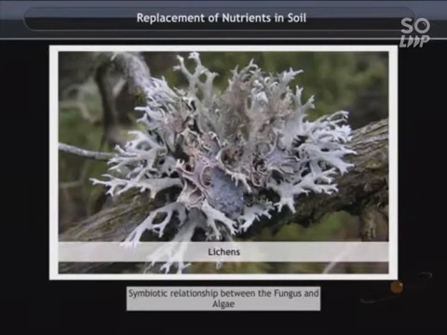Another example of symbiotic relationship is lichen. It is the association of fungi and algae. The fungus provides the minerals and water along with shelter to the alga, and this in turn prepares food as it contains chlorophyll.